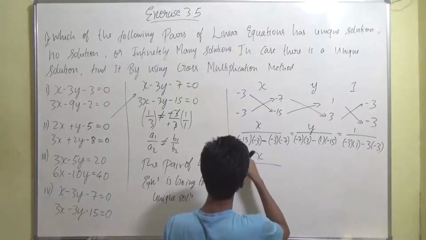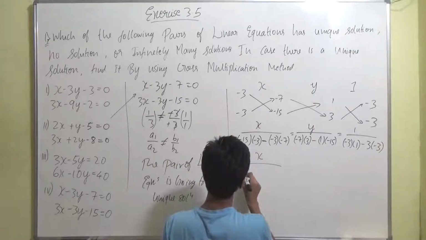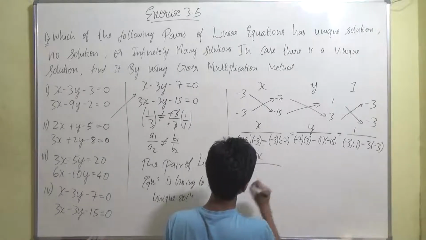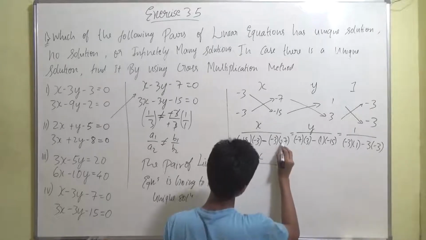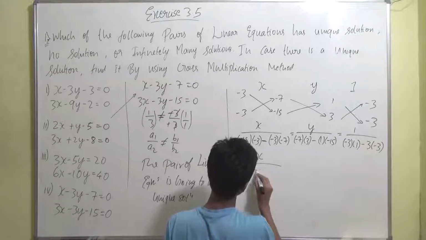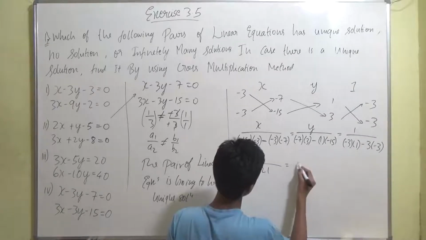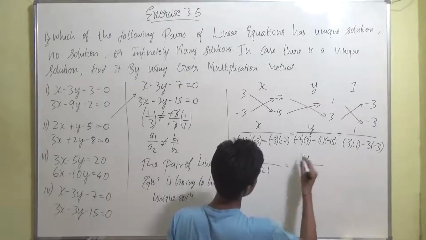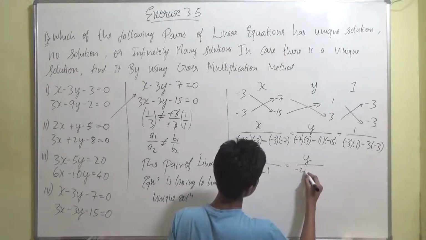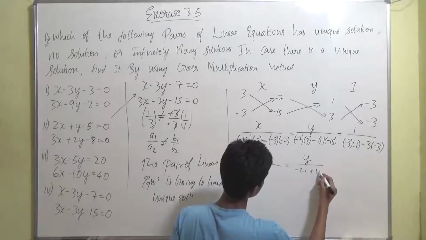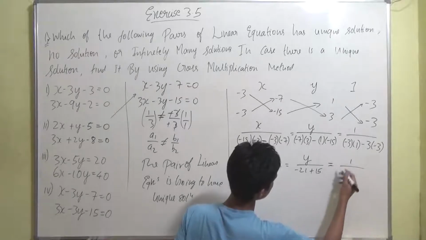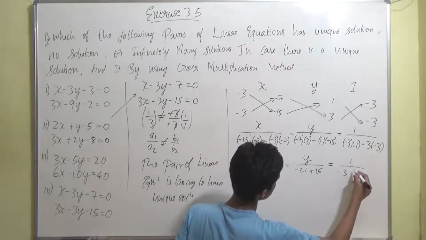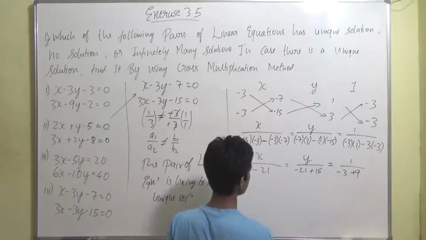X by, this will be plus 45, this will be -21, right? Minus into minus becomes plus first, and then this minus is going to make it overall minus, equal to y by -21 plus 15, equal to 1 by -3 plus 9. Correct? No.